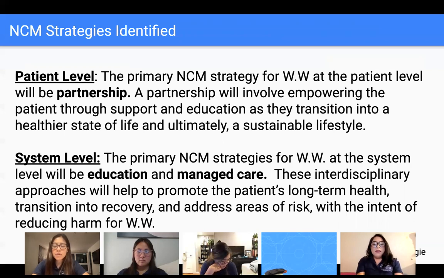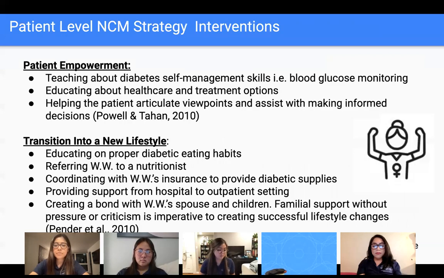At the system level, this patient stated that she has been administering her insulin without checking her blood sugar. So she would greatly benefit from education as well as managed care. Managed care at the system level would help her to identify preventable risks that she could encounter with both her diabetes and drug addiction.